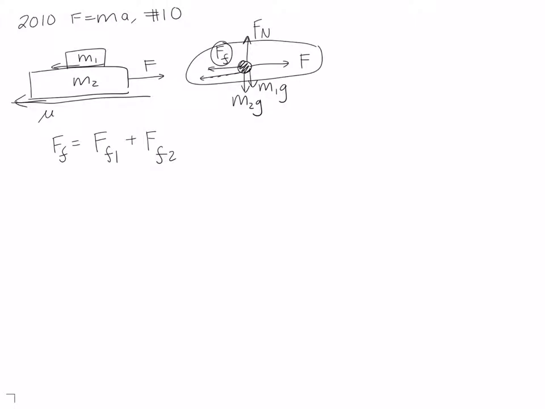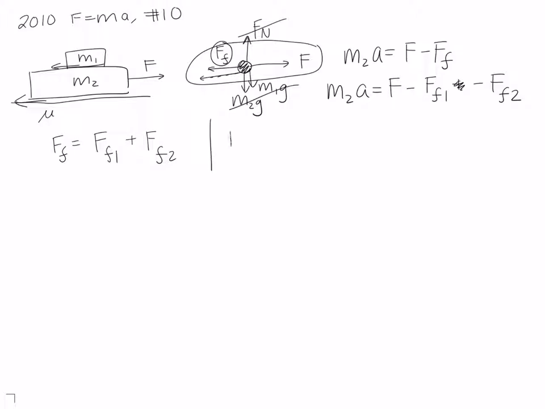So we find that when we're just considering this direction, since we know that the normal force and the gravity will cancel, the total force on our block 2 is just m2 times a, where a is our net acceleration, and we have F minus the force of friction. So we have m2a is equal to F minus the force of friction between the block and the ground, minus the force of friction between the top block and the bottom block.